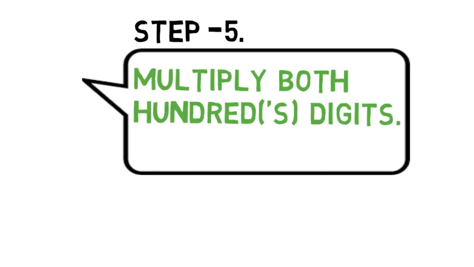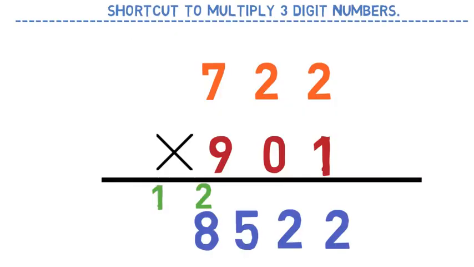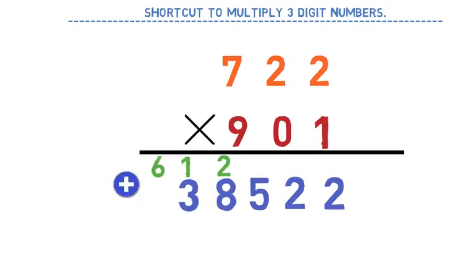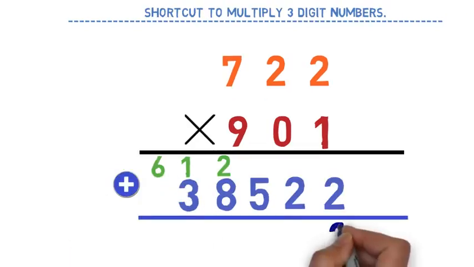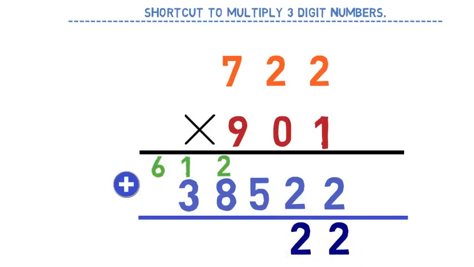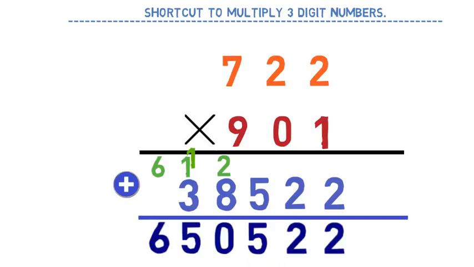Now let's move on to step 5, which is the multiplication of the hundreds digit with the other hundreds digit, 7 and 9. So 7 into 9 is 63. Just write it down, 6 and 3. Now add the carry and write it down. So we get 2, 2, 5. And 8 plus 2 is 10. I am writing it in this way. Now 3 and 2 becomes 5 and 6 would come alone. This is your answer: 650522. You can tally this with your calculator.